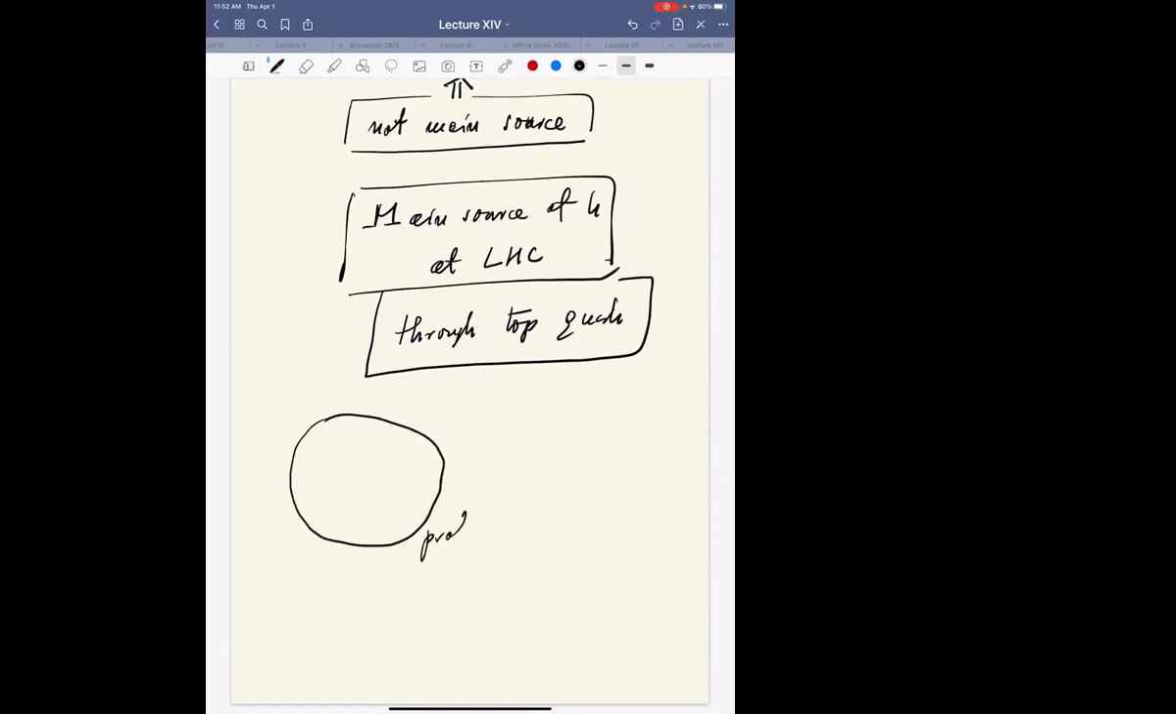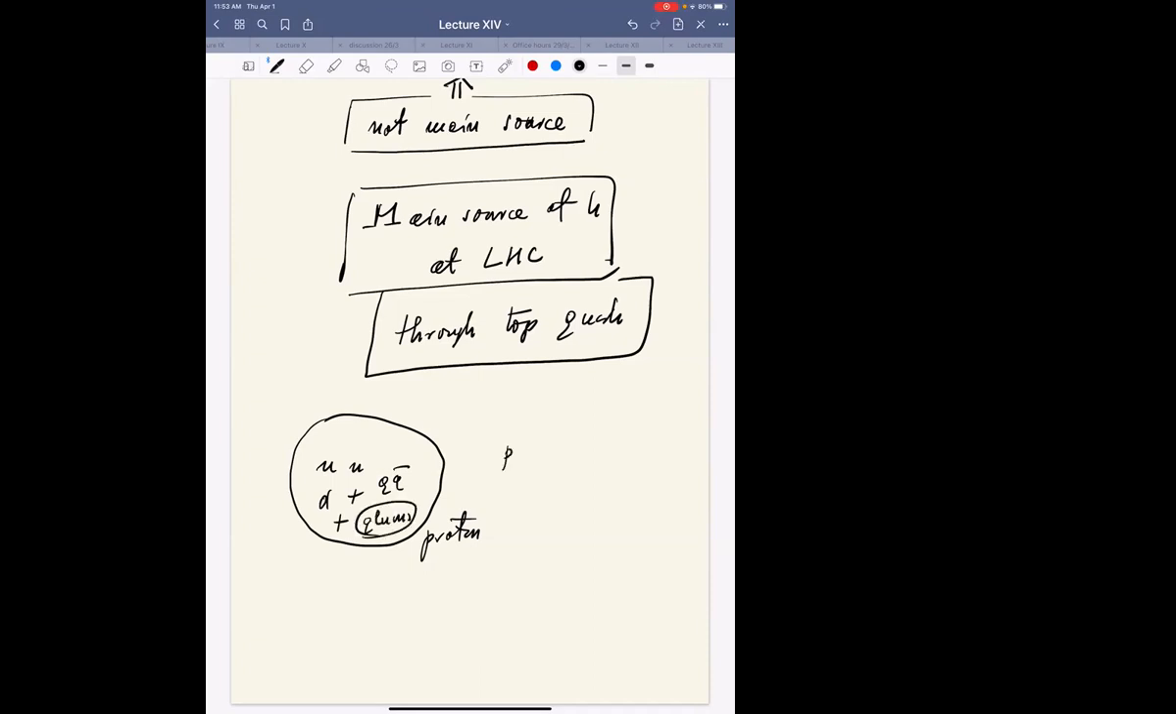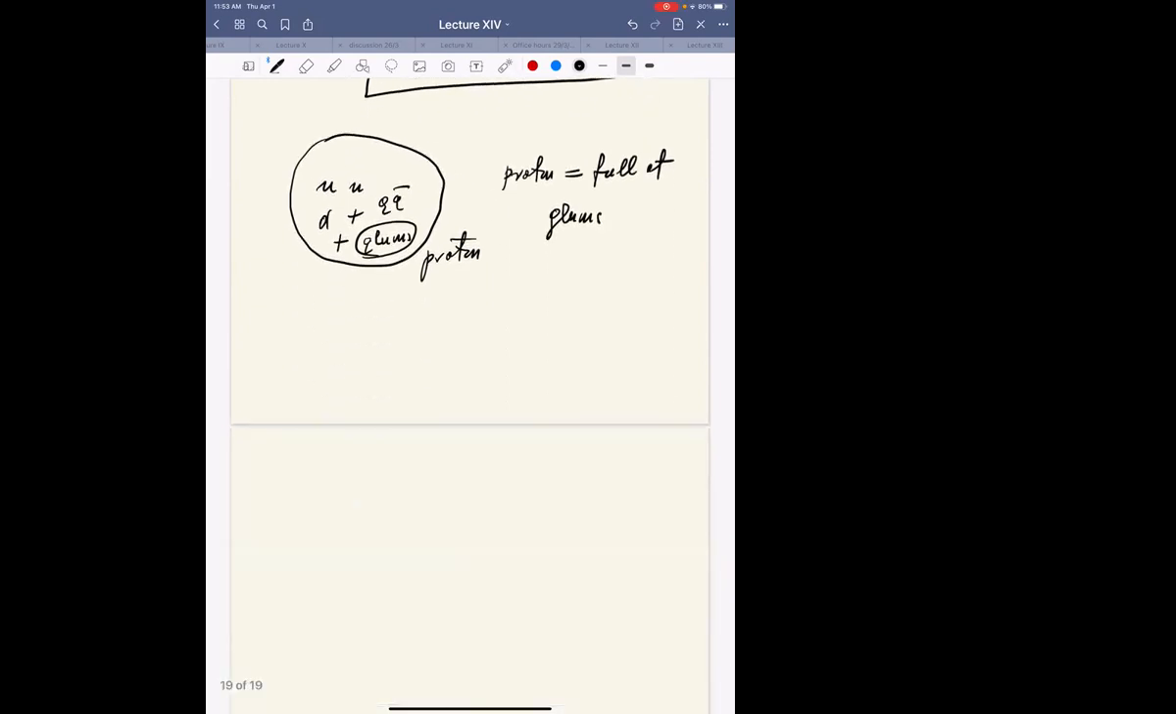This is a proton. It has this UUD plus a lot of Q Q-bar. What else is inside a proton? The gluons. The proton is full of glue. They couple to the top quark. That's what they do for a living. They couple strongly. We have to talk about that. It doesn't matter if you don't know details. They also couple to the top quark.